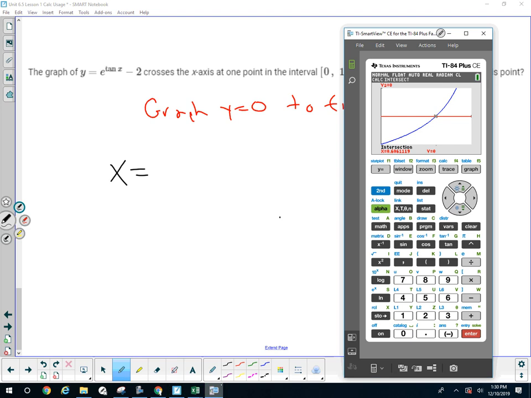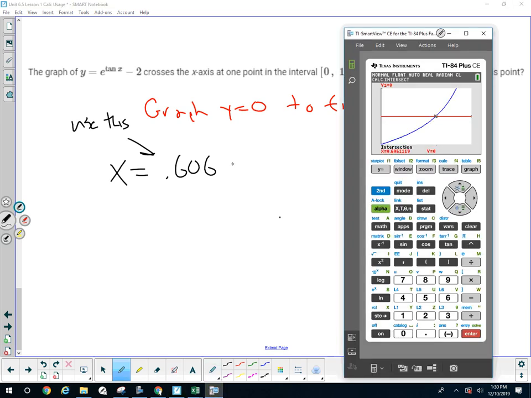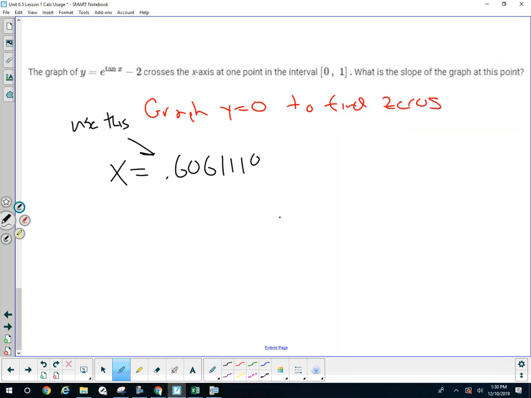Now, here's what's important. You want to round this to 3 decimal places if this was the final answer. But this is not the final answer. I need to use this. Because I need to use this, do not round until you get a final answer.